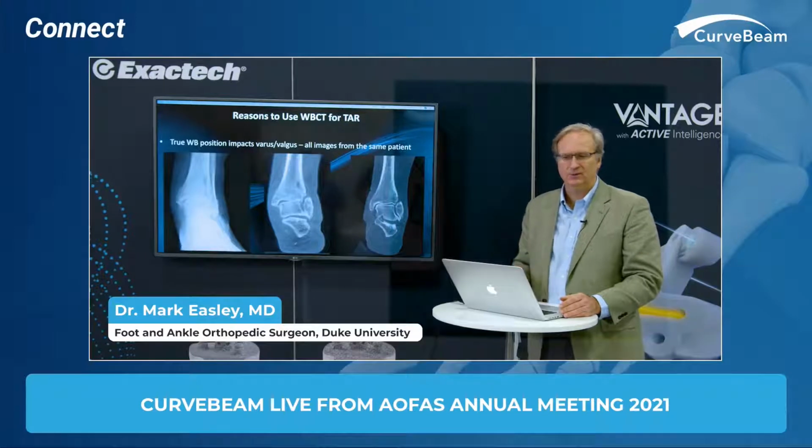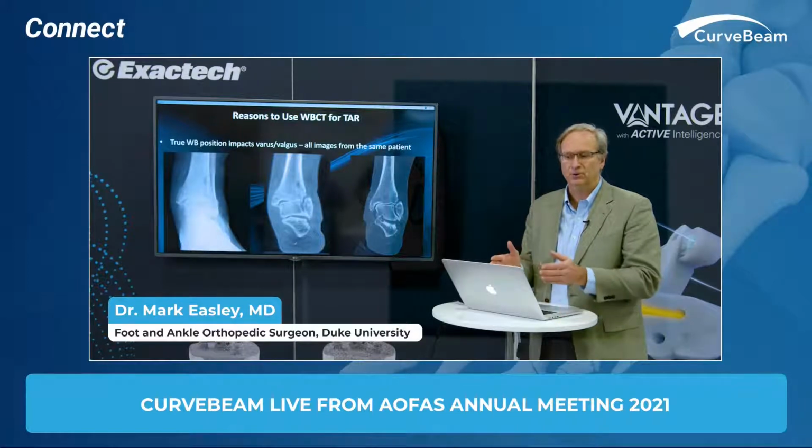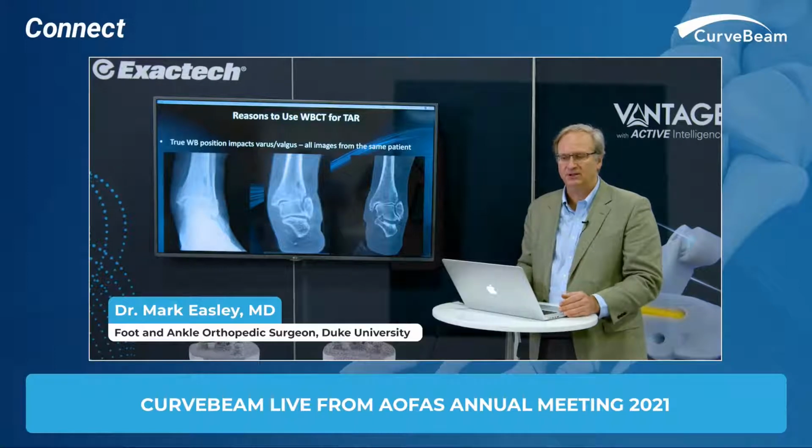So here's an example of one of my cases where I would have a weight-bearing CT scan, which is in the central image there, and then off to the side you can see a non-weight-bearing CT. It gives me a much better understanding of what it looks like in weight-bearing and helps me understand how I want to do this correction in the planning.